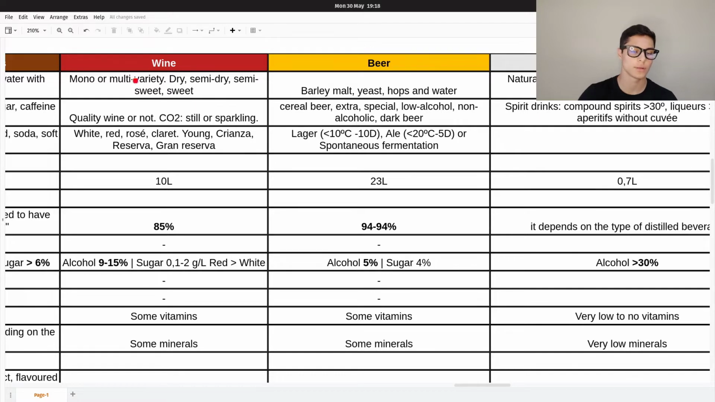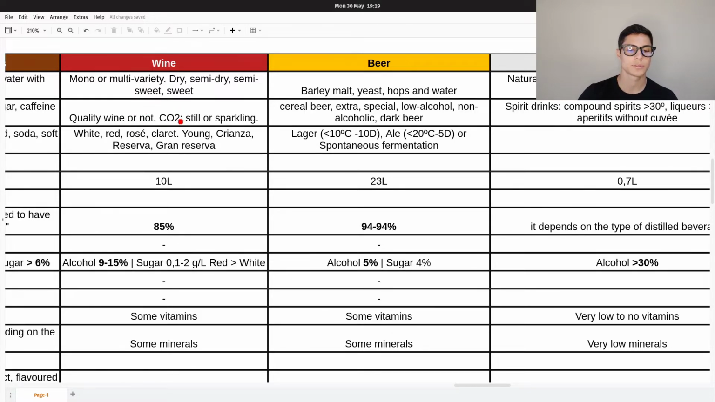Okay, so you have to know that if you make a wine with the same variety of grapes, it will be called mono. If you use multiple, well, multi-variety. And depending on the maturation of those grapes, on the content of sugar, they can be dry, low sugar, semi-dry, a little bit, semi-sweet, a bit more, and sweet, well, a considerable amount. Quality wine or not, because some wines are very high quality and some are basically ordinary.